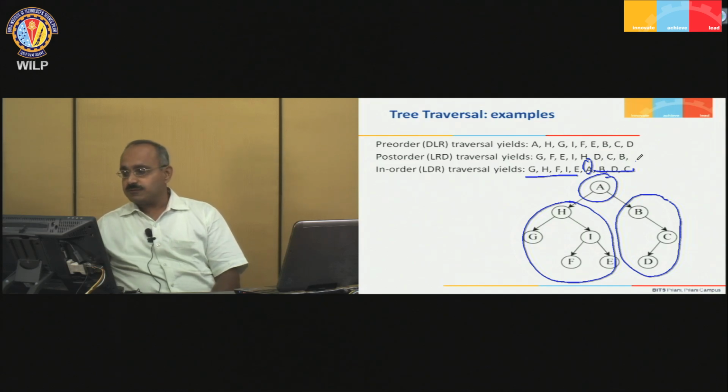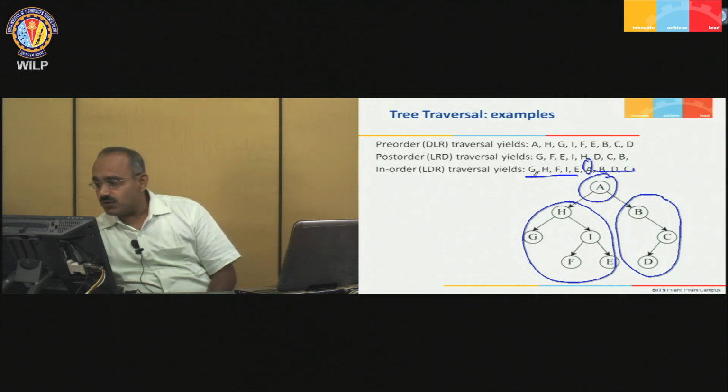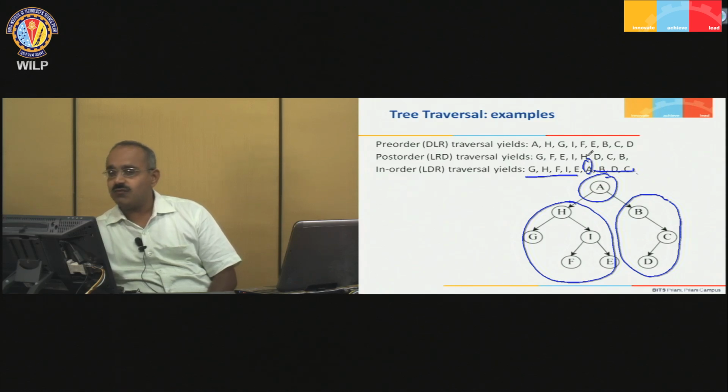So if you are given this and you are told that this is the in-order traversal, we know precisely that if I have node A, then these are all in the left subtree and these are all in the right subtree.